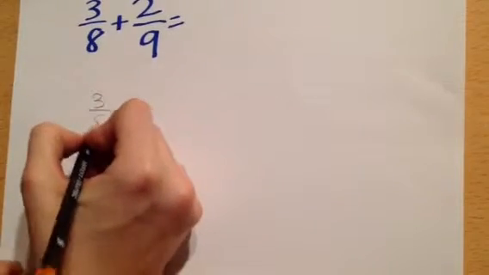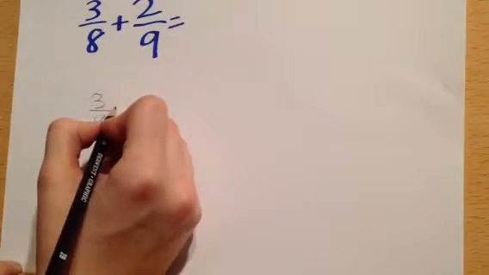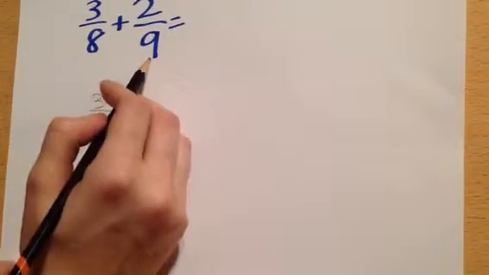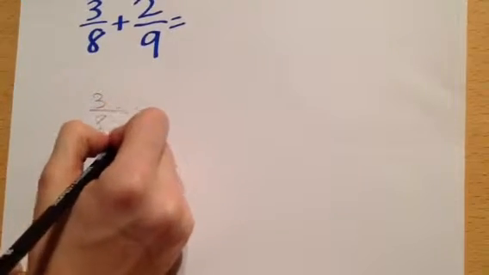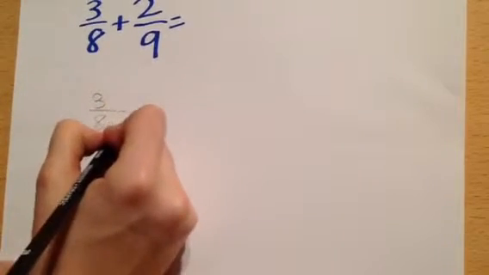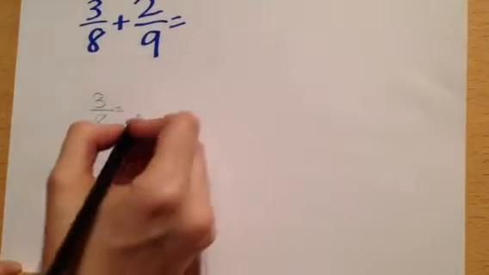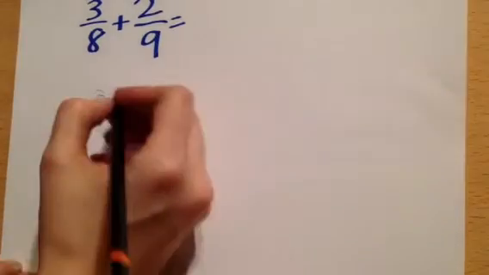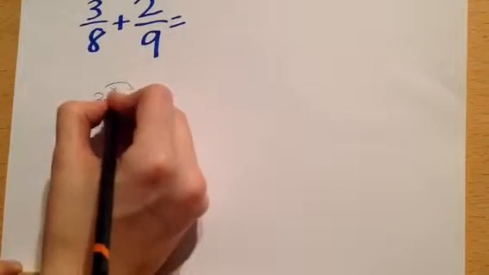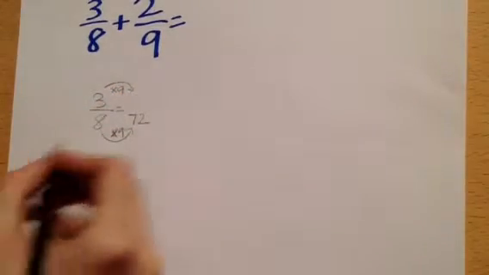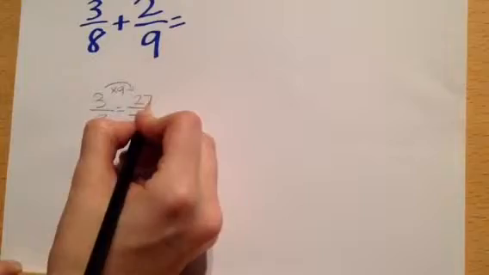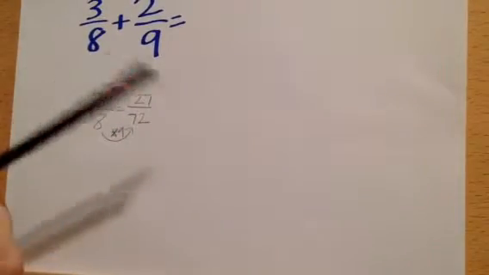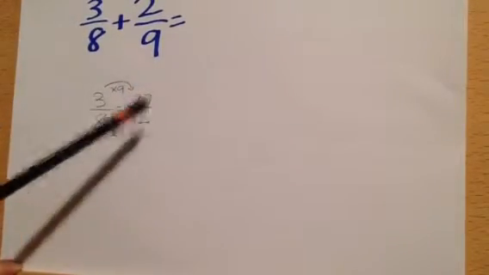So if I'm taking 3/8, I multiply it by 9 because that's the other denominator. 8 times 9 is 72. If I do it to the bottom, I have to do it to the top. So I do 3 times 9, which is 27. Okay, so now I changed 3/8 into a new fraction.